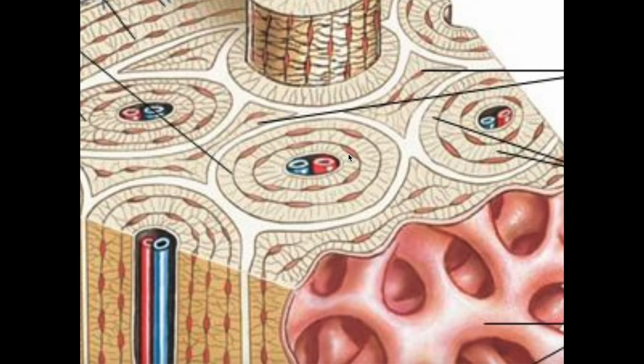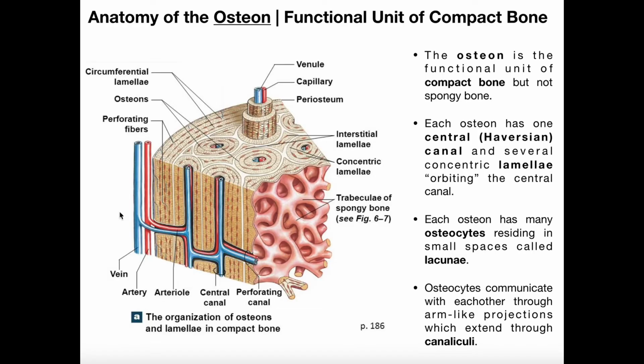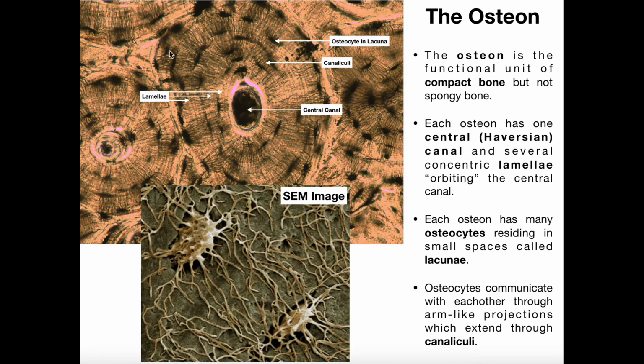And they function in maintaining the osteon, the bone tissue. So let's take a look now at a microscope image of the osteon. Here's our central canal right in the center, also called a Haversian canal. That's going to contain the blood vessels, both artery and vein. The artery is going to supply the osteon, and the vein is going to drain away waste products.